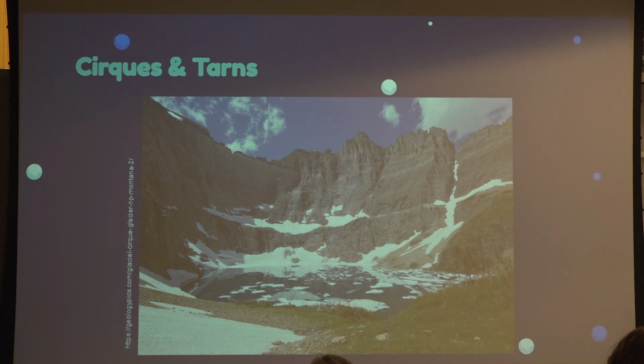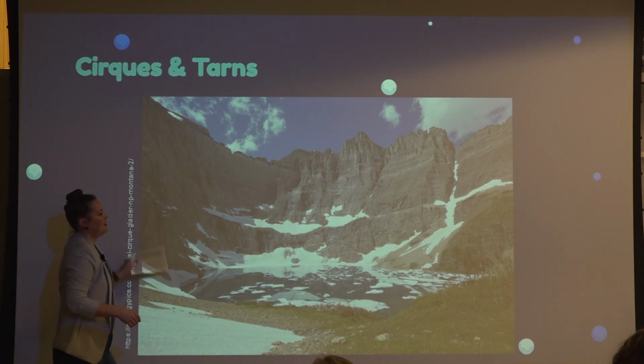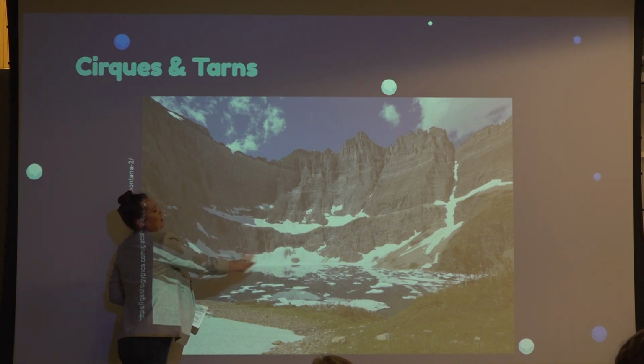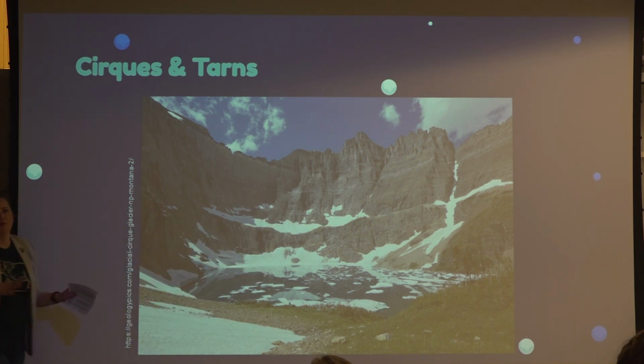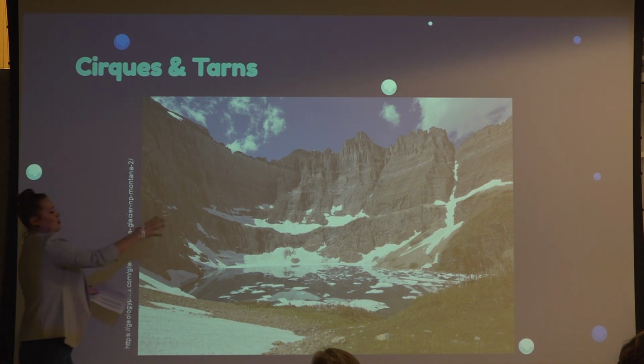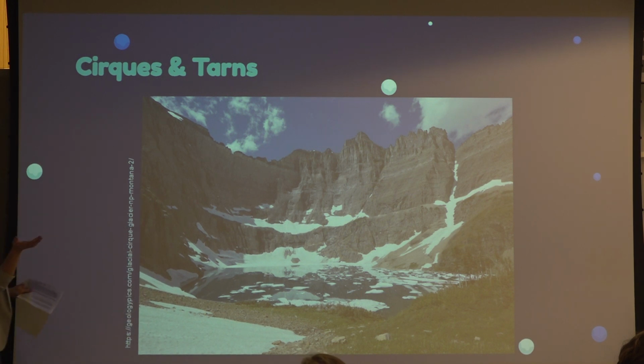And cirques and tarns. The tarn is the lake, and the cirque is this bowl-shaped feature that ice will form. Ice kind of gets in there, and it kind of cruises around, and it just erodes out a little bowl in these mountain valleys. And then that can fill with water, and this is Iceberg Lake in Glacier. So if you ever hike up there to Iceberg Lake, know that you're standing in a cirque, and that body of water is called a tarn.